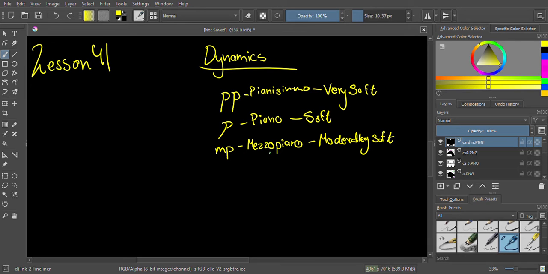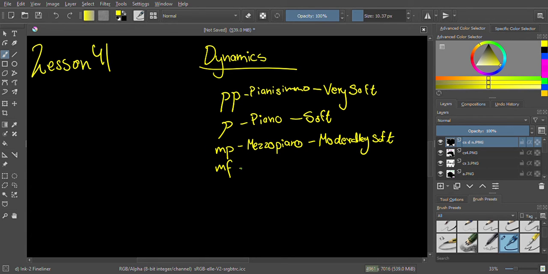That's a piano. That's a mezzo piano for me, right? But as I said, it's up to interpretation. And this mezzo you'd find all over music. It just means moderately. So yeah, moderately soft. Great. Then the next one we have is mezzo forte.